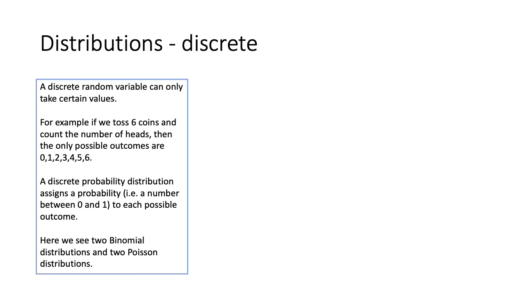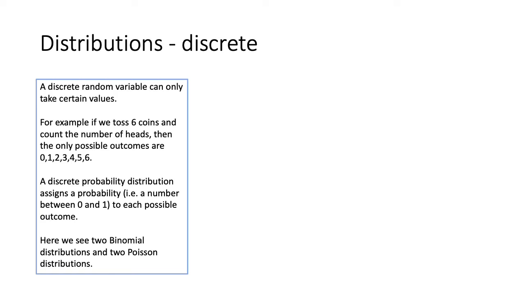So we'll start off by thinking about discrete distributions. Now, a discrete random variable can only take certain values. For example, if we toss 6 coins and count the number of heads, then the only possible outcomes are 0, 1, 2, 3, 4, 5 or 6. You might be familiar with the term binomial distribution in that case, where we've got a fixed number of trials and a certain probability of success.